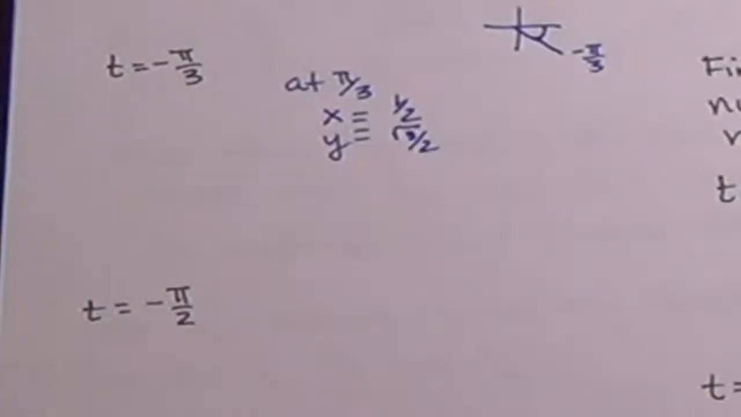For t equal negative pi over 3, again we're going to use the same values for pi over 3, except now we're going in the negative direction. So now we're looking in the fourth quadrant. At pi over 3, x will be 1/2 and y will equal root 3 over 2. Since we're in the fourth quadrant, our x is positive, but our y is going to be negative. So our terminal point becomes 1/2, negative root 3 over 2.